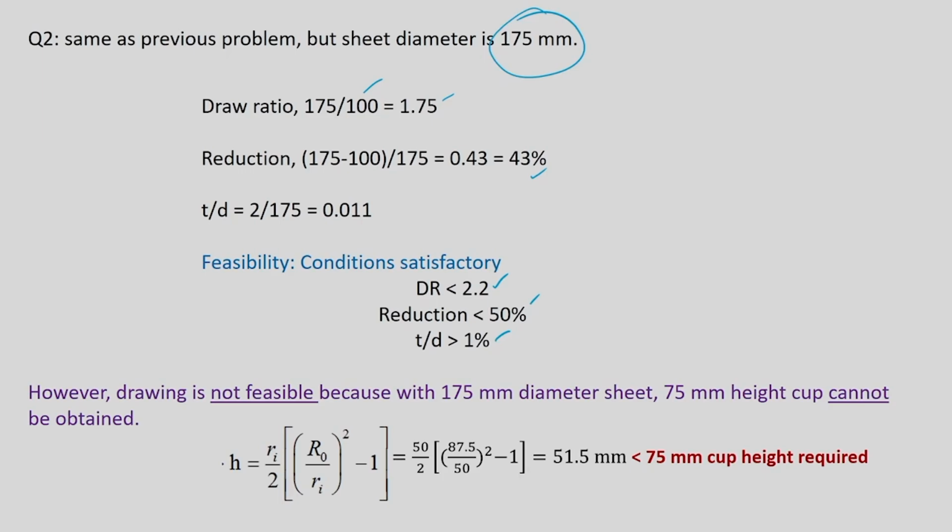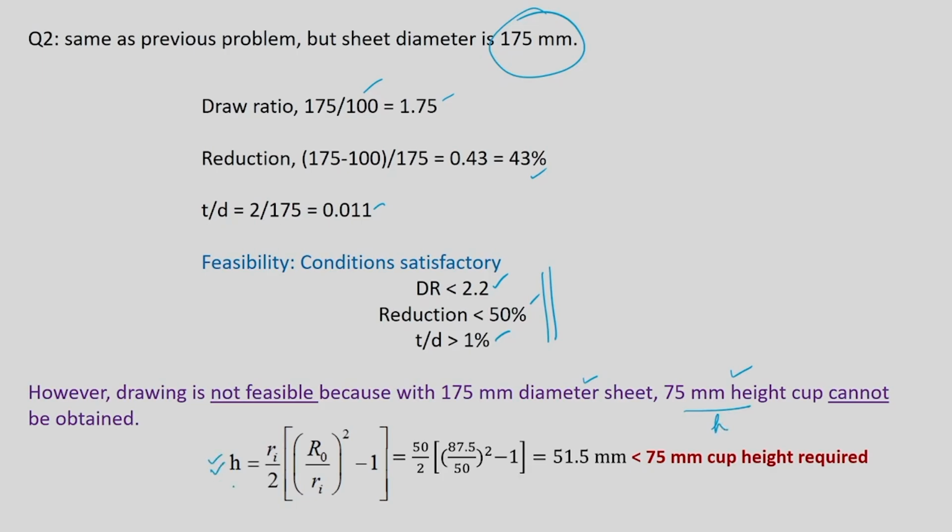2 by 175, in percentage, is slightly greater than 1. It is also accepted, so all three are fine. But still this drawing is not feasible, because with a 175 mm sheet diameter, you cannot make a 75 mm cup. 75 mm is the height you have to form. Then let us calculate the height and find out.